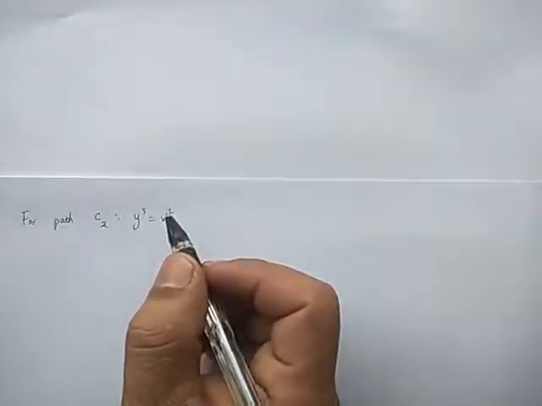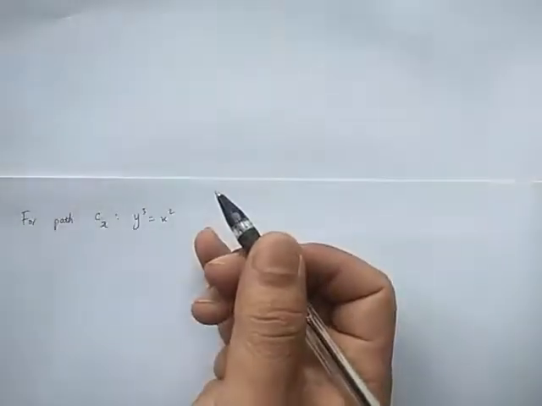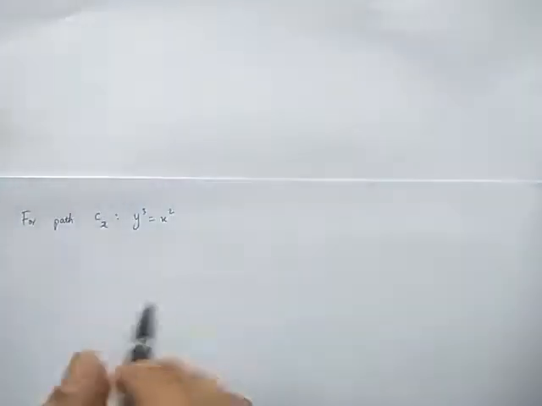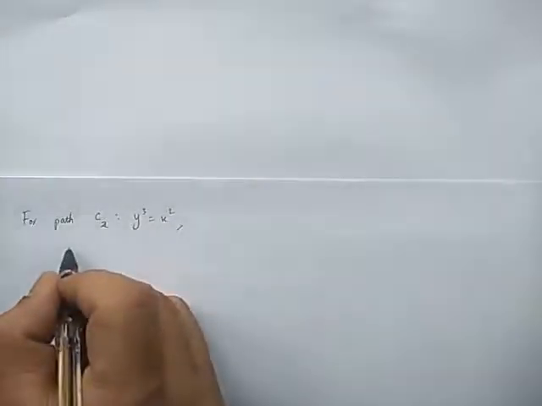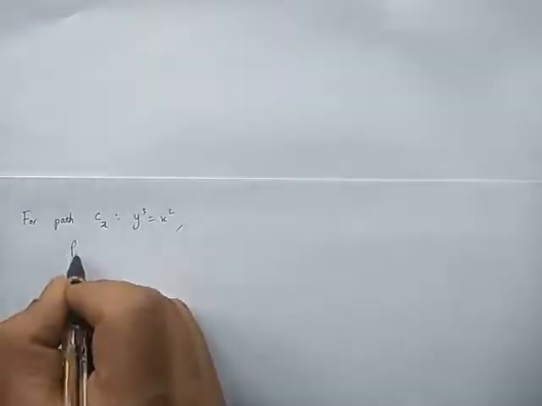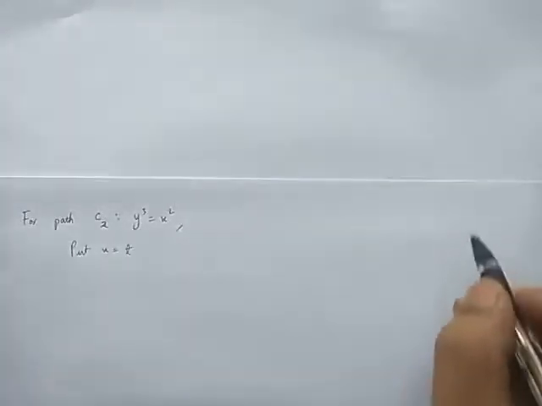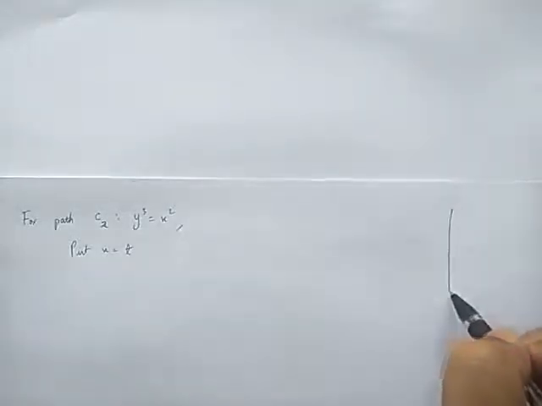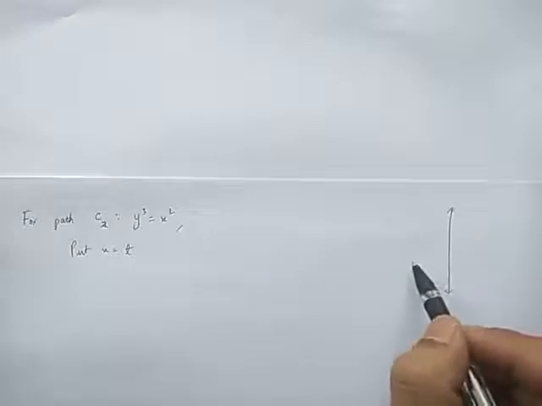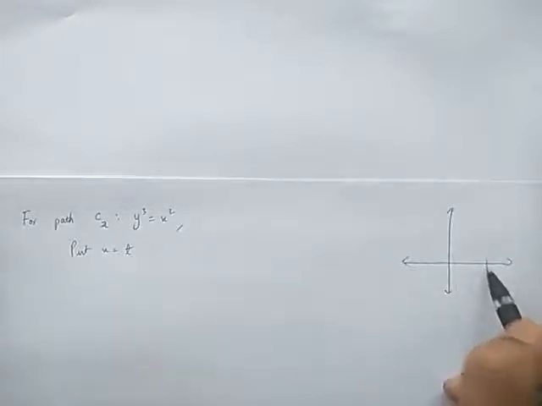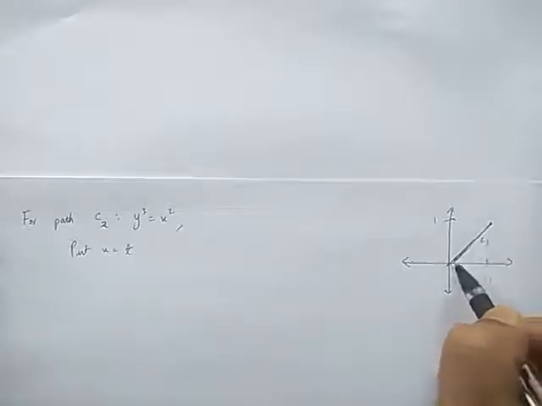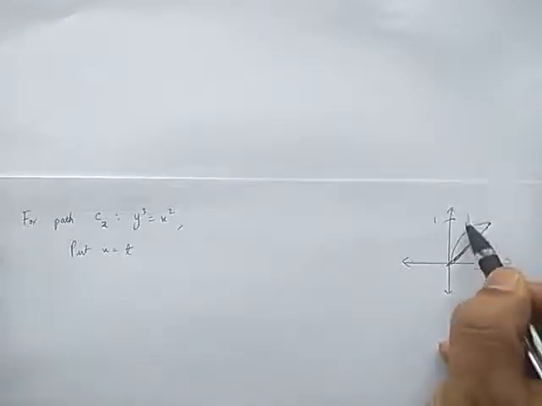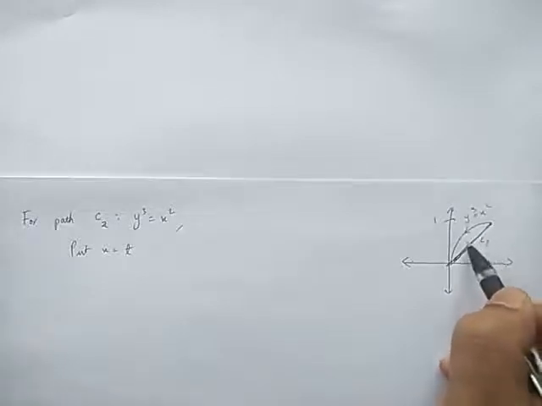Then I can also put x is equal to t. So in order to know the figure of that line, let's draw again. This is 1 1, so that is the straight line, the C1, and this is y cube equal to x square. So my path is like this.